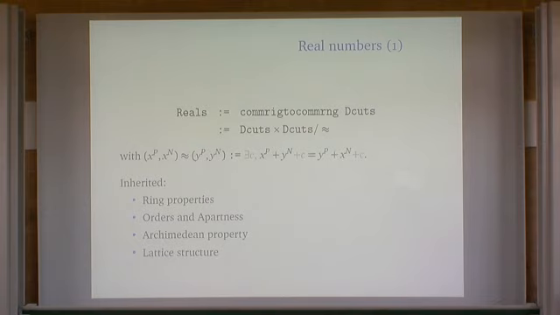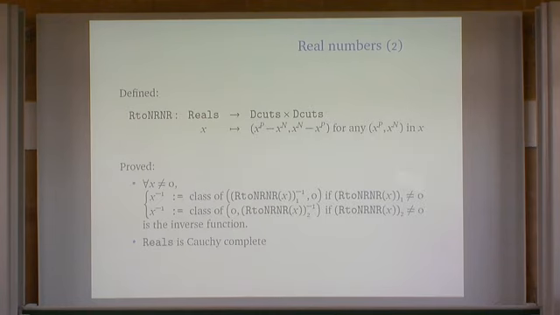And I have for free the ring properties, order and apartness, the Archimedean property, and also the lattice structure, to prove that it is the set of real numbers. I defined a function which returned to me a pair of Dedekind cuts, and I prove that I have a multiplicative inverse, and that this set is Cauchy complete.